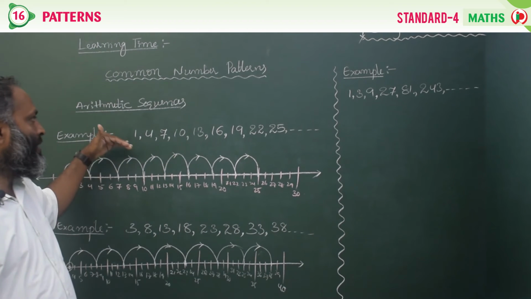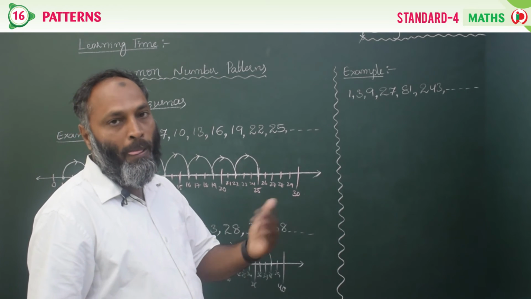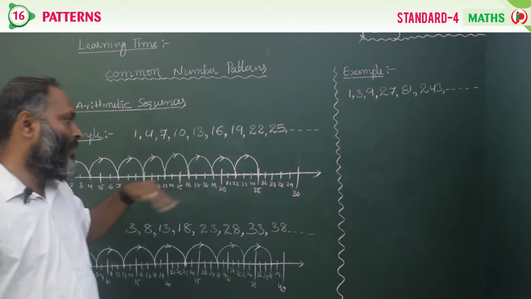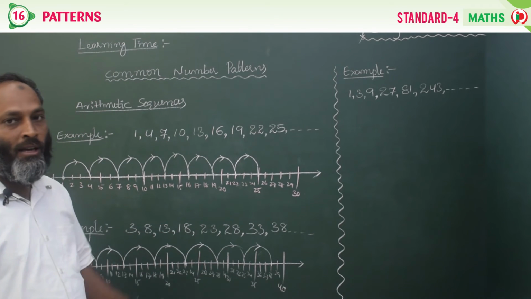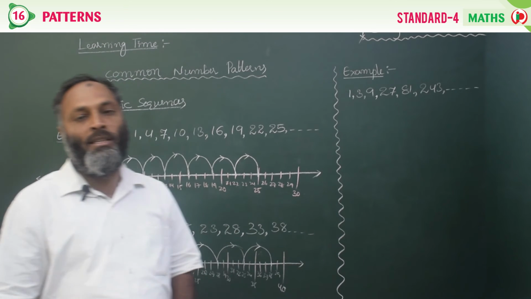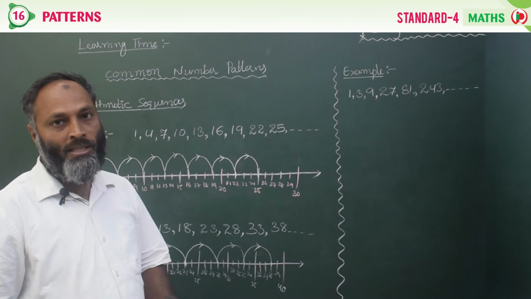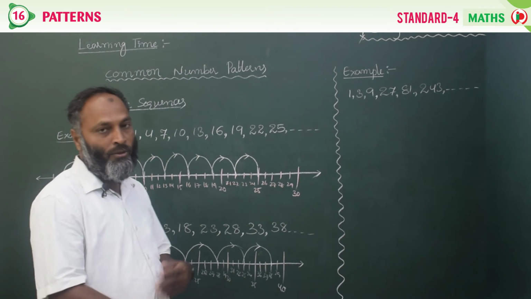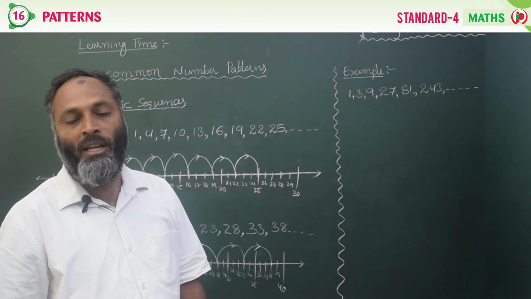So in the first one, what is the sequence? According to the sequence, how will the terms come? If you add plus 3, then you will get the next term. So this is the pattern in the first one. And in the second one, if we add plus 5, then you will get the next term. So these various patterns come under arithmetic patterns. Why are these arithmetic patterns? We are adding to get the next term. So that is why these are called arithmetic patterns.